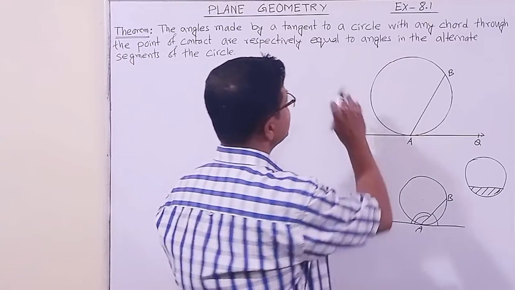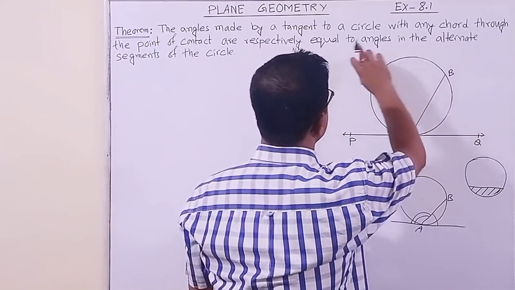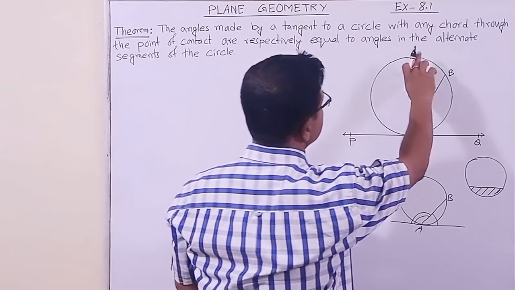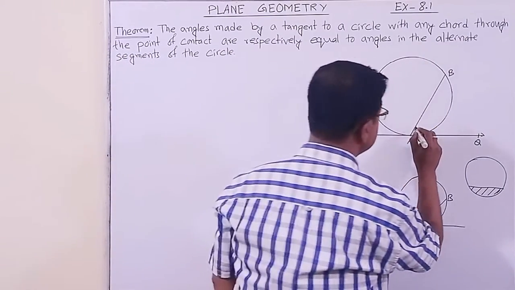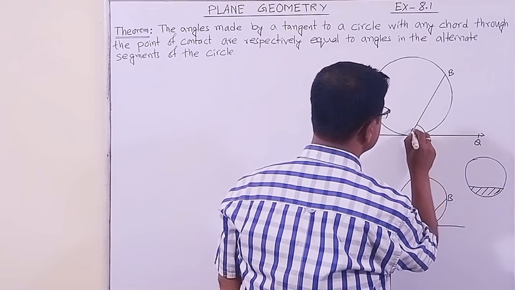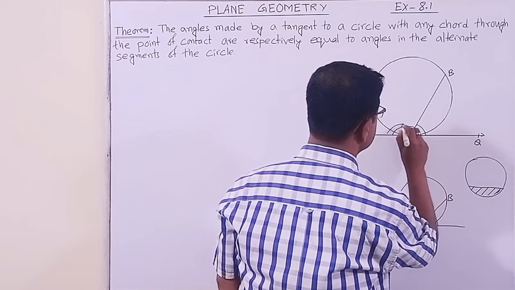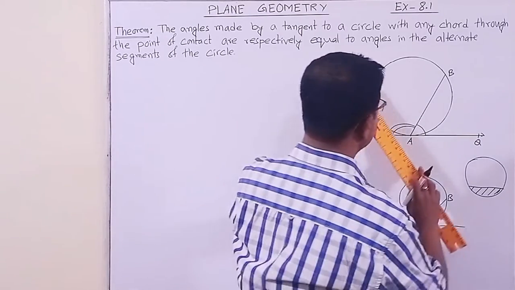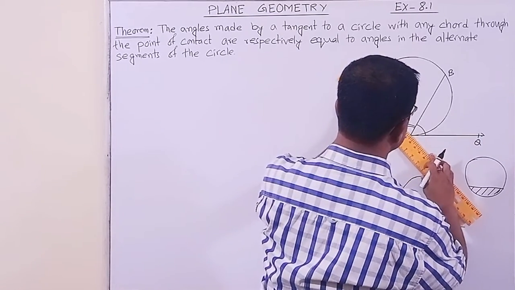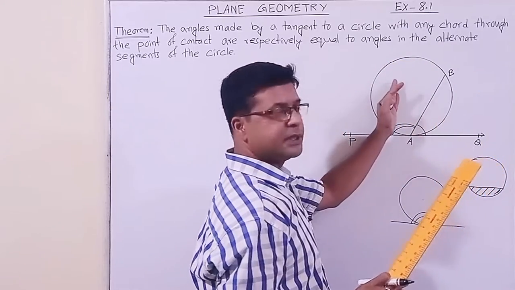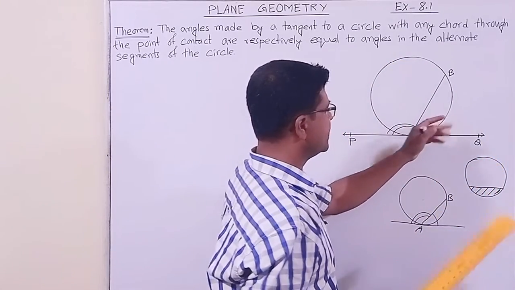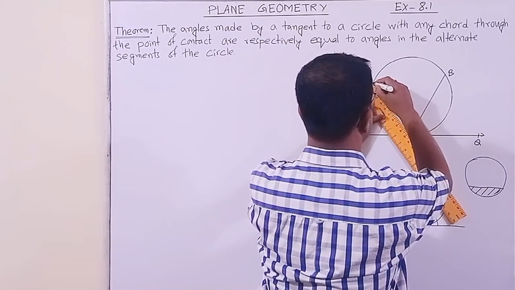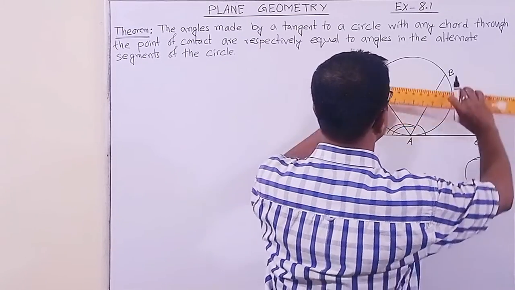So what is said here, the angles are respectively equal to the angles in the alternate segment. There are two angles here also. This is one angle and this is another angle. Now this angle will be equal to the angle in its alternate segment, which is this one. For this other angle, the alternate segment is this one. Let us make two angles.